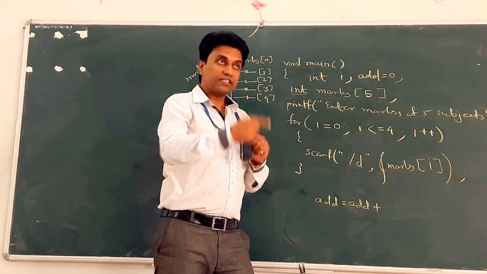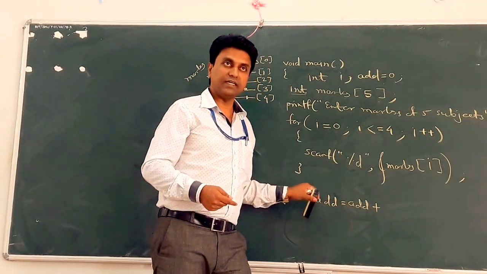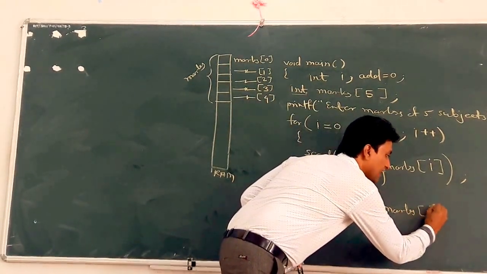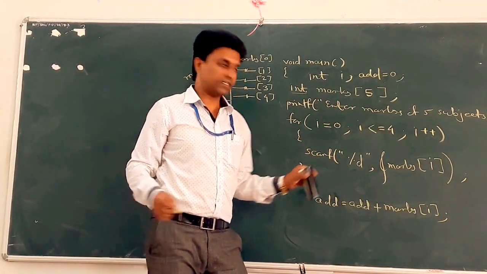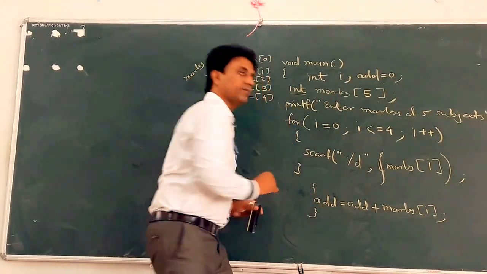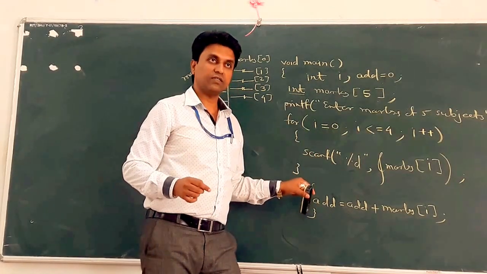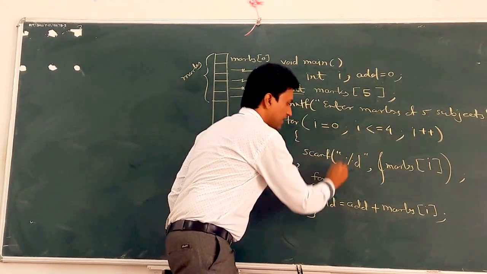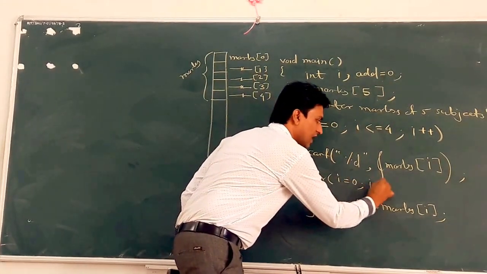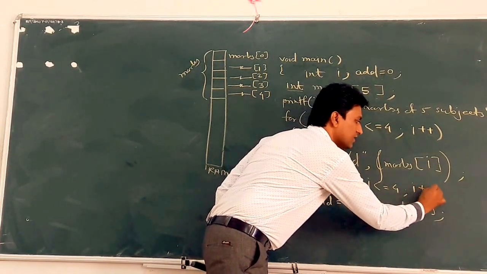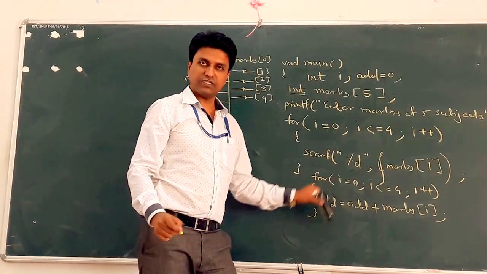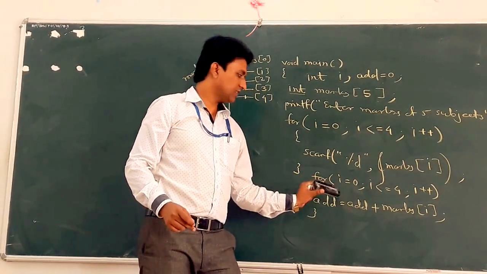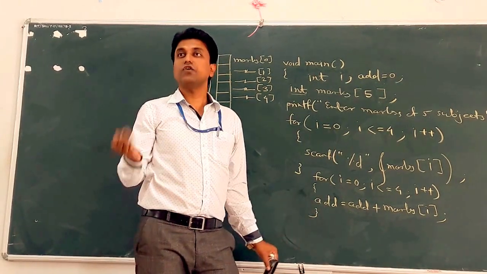For that we have to do the same thing repeatedly. For that you can use marks of ith index. Which index? Ith index. And again this same statement is executed 5 times, that's why we can use a loop again. So how? For, take i again, initialized to 0, i less than or equal to 4, i plus plus, and execute the same thing. After this execution, whatever the addition is gets stored into the add variable. Now what do you want?